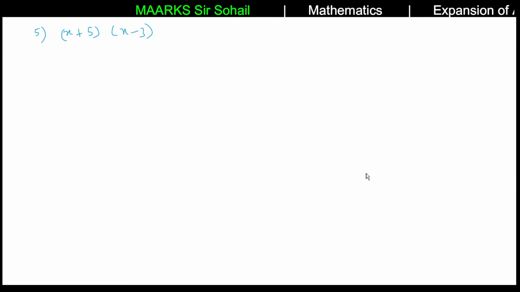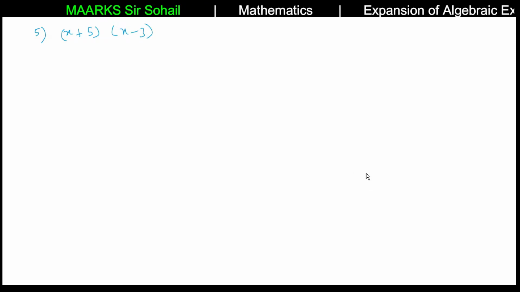Now I'll tell you how to multiply two brackets, x plus 5 for example and x minus 3. How to multiply these two brackets together? We have learned so far how to multiply the constant with the bracket, but now we have two brackets together. So how to expand this?